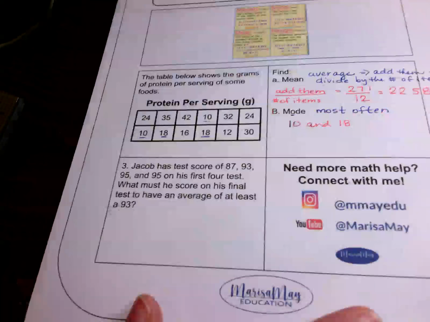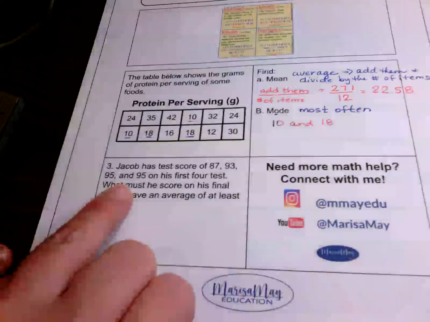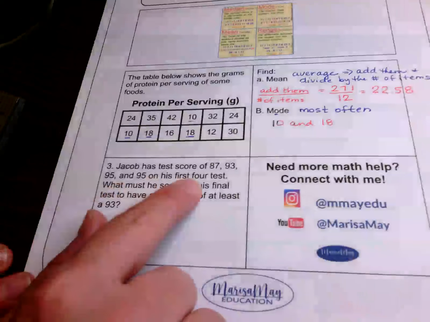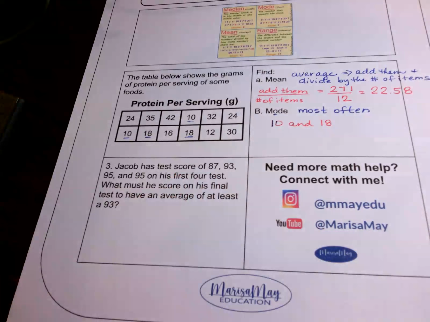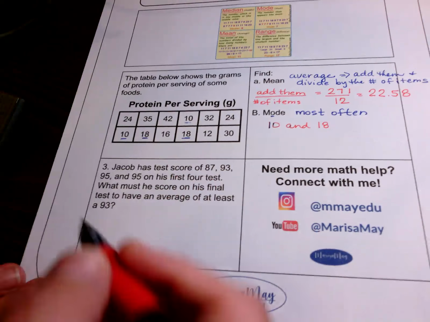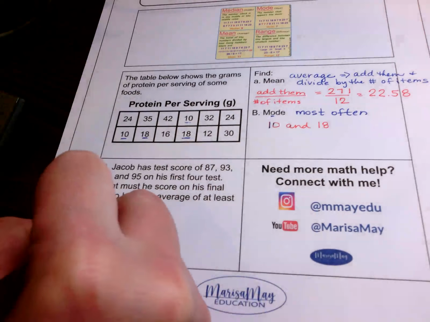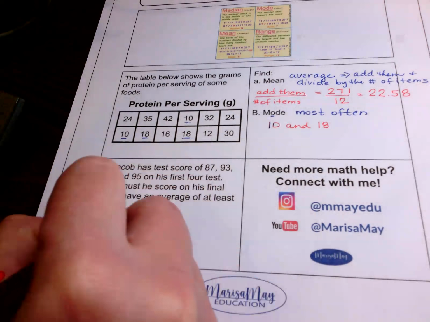All right, our last question here then. Jacob has test scores of 87, 93, 95, and 95 on his first 4 tests. What must he score on his final test to have an average of at least a 93? So remember, average means to add them all up. So let's add up our test scores. 87 plus 93 plus 95 plus 95. That adds up to 370, but we need to add a 5th test.